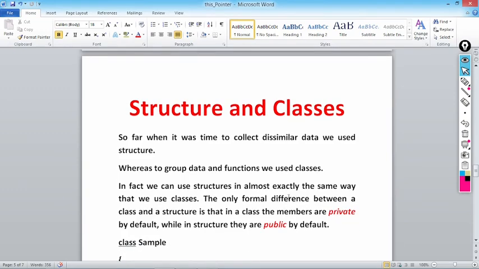So what is the basic difference between structure and classes? Structures are nothing but a user defined data type, whereas classes are nothing but a user defined data type. The only one difference between structure and class in C++ is that in structure by default the access specifier is public. What does it mean? If we are not specifying at the time of declaration of a structure any member as private, public or protected, by default it is treated as public, whereas in class by default it is treated as private.